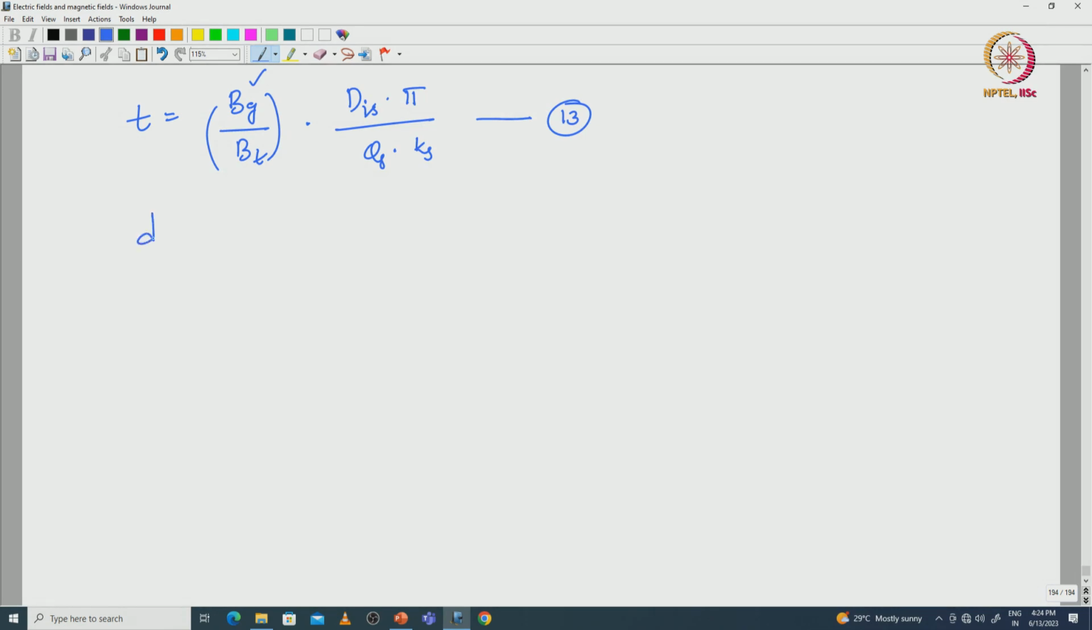The next is depth of the stator core or back iron length, 2 into Ds divided by Ks into P, number of poles, into Bg by Bc. This equation also we have already derived. This is equation number 14. If required, I can give the hints to derive these equations.